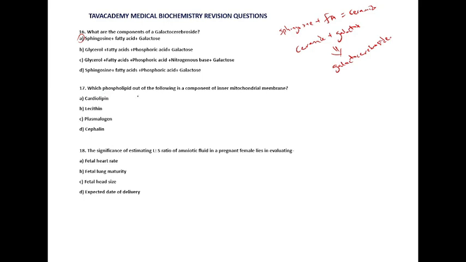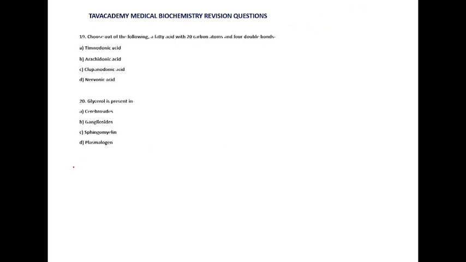Question 17. Which phospholipid out of the following is a component of the inner mitochondrial membrane? The answer to this is cardiolipin. Question 18. The significance of estimating the lecithin-sphingomyelin ratio of amniotic fluid in a pregnant female lies in evaluating fetal lung maturity. Question 19. Choose out of the following a fatty acid with 20 carbon atoms and 4 double bonds. That should be arachidonic acid.